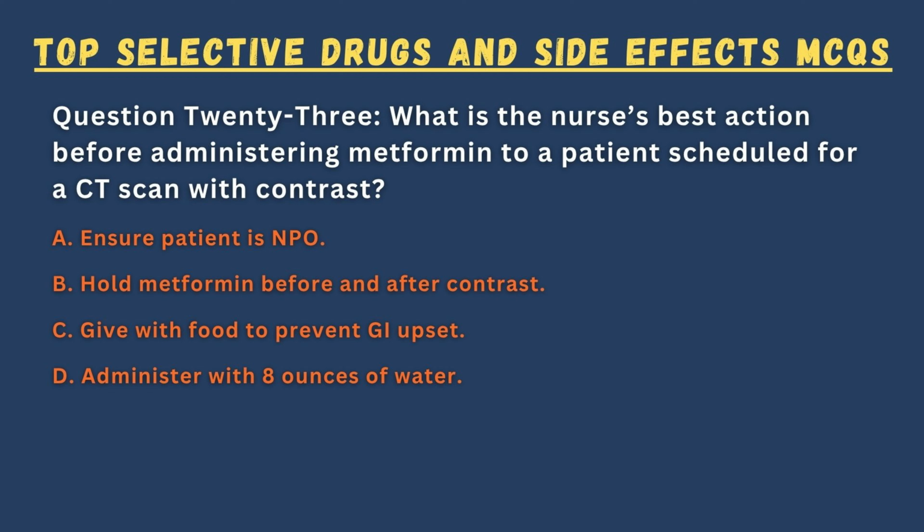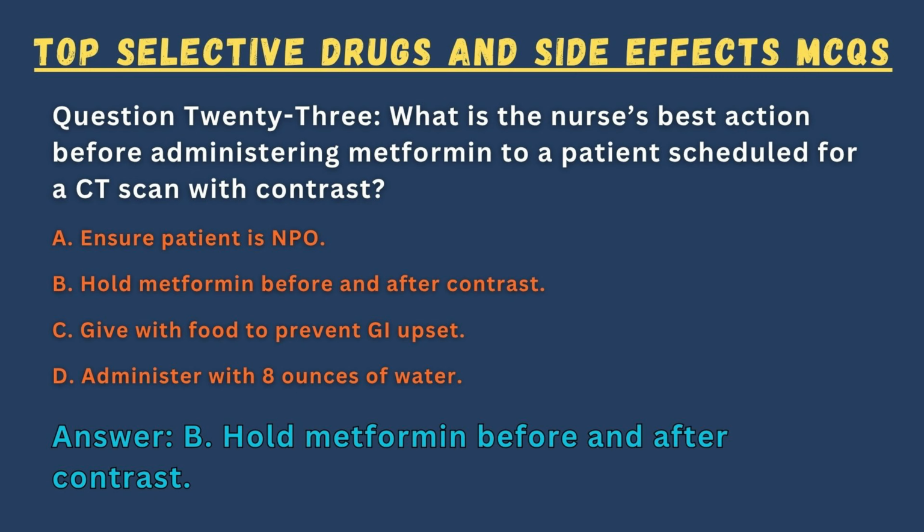Question 23. What is the nurse's best action before administering metformin to a patient scheduled for a CT scan with contrast? A. Ensure patient is NPO. B. Hold metformin before and after contrast. C. Give with food to prevent GI upset. D. Administer with 8 ounces of water. Answer: B. Hold metformin before and after contrast.